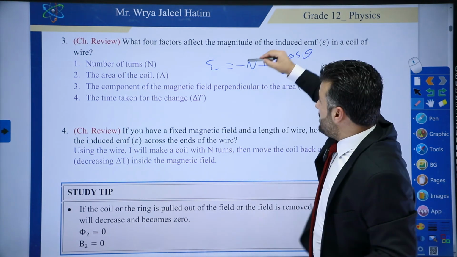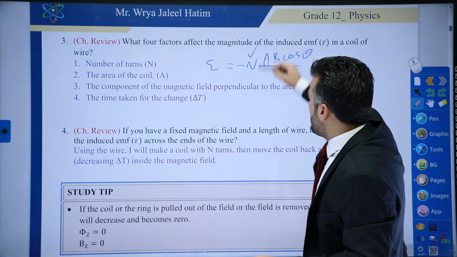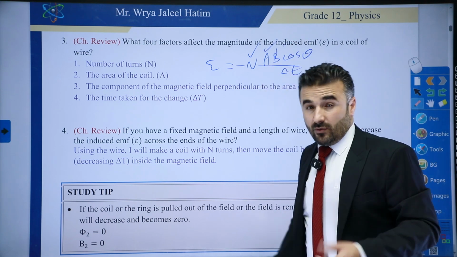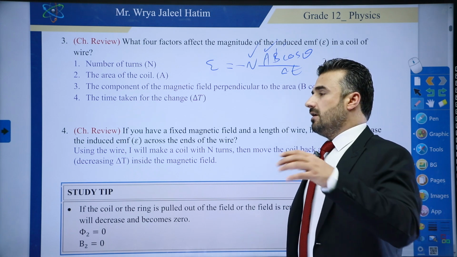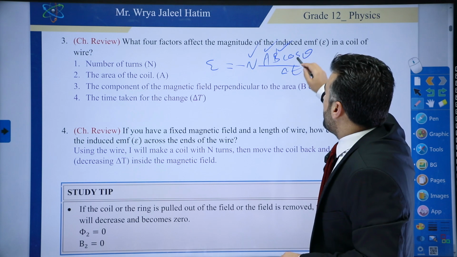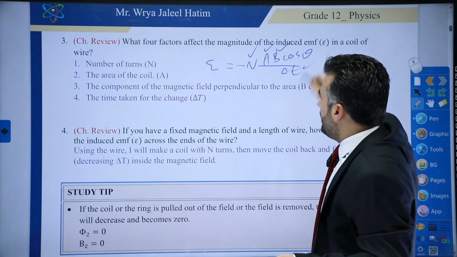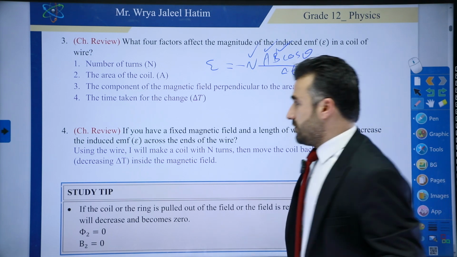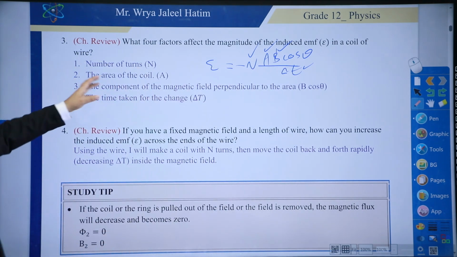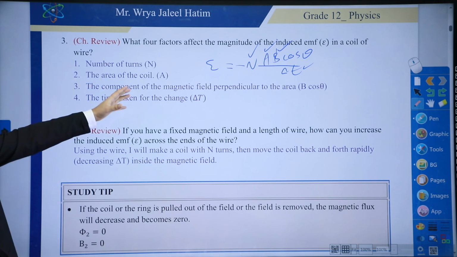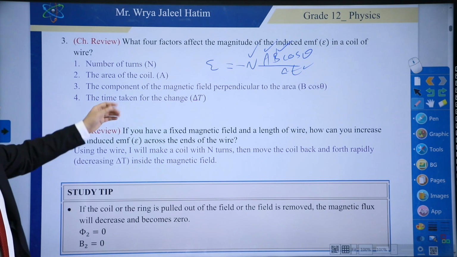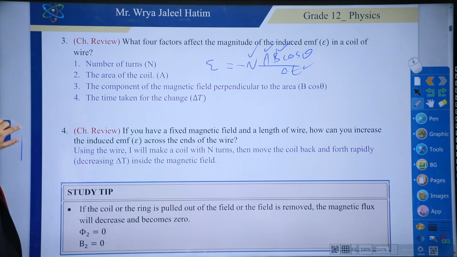So can we say, does it depend on the number of turns? Yes. What about the cross-sectional area? Yes. What about B cosine theta? What is B cosine theta? That is the component of the magnetic field that is perpendicular to the plane of the area. Very good. That is basically 3 so far. What about delta T as well? That is also correct. So that is going to be a total of 4. You can say number of turns, the area of the coil, the component of the magnetic field that is perpendicular to the plane or to the area, and of course the time taken for the change as well.